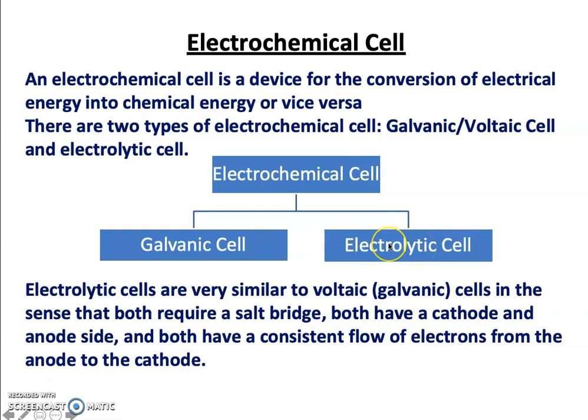But what are the similarities between these two cells? A cell means that you must have two electrodes. One is the anode, another is the cathode. Similarly, in all galvanic and electrolytic cells, there are anodes and cathodes, and there is a consistent flow of electrons moving from the anode to the cathode. But then what is the difference between these two?